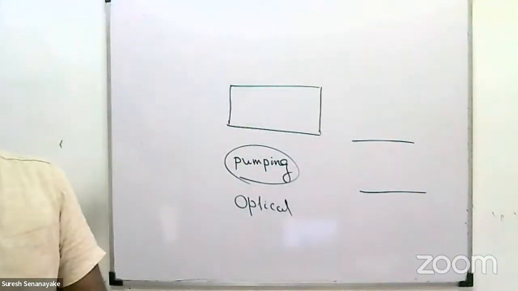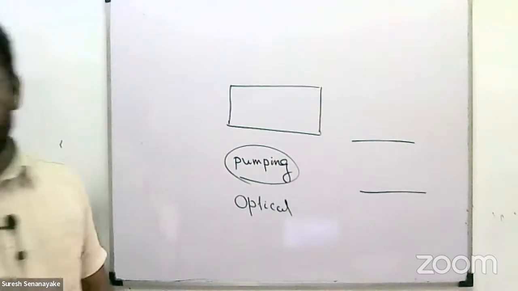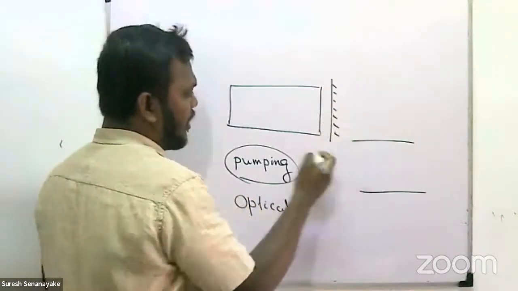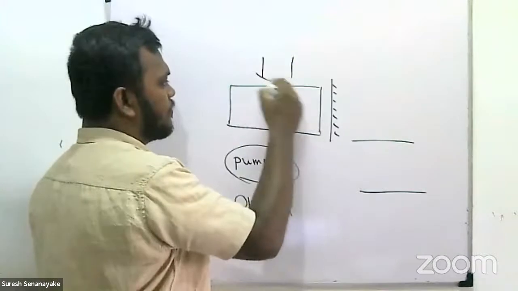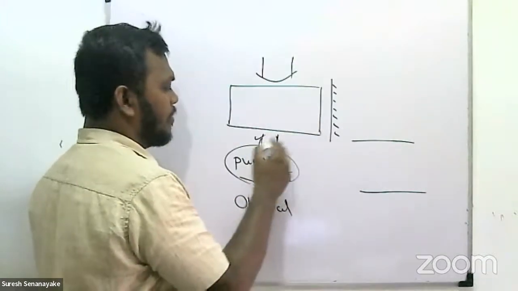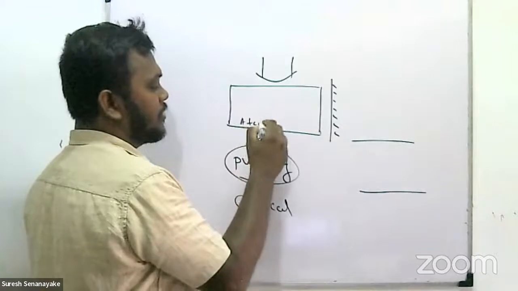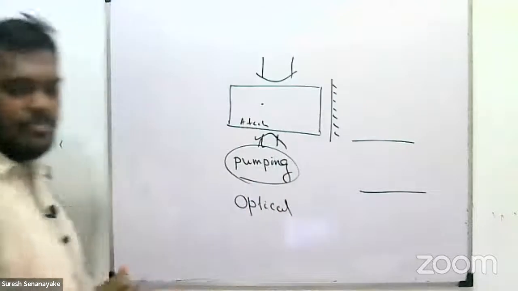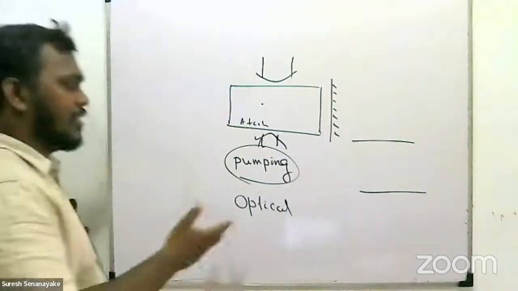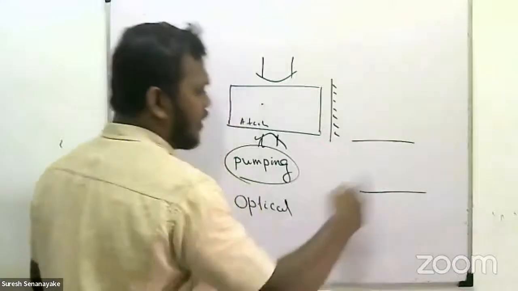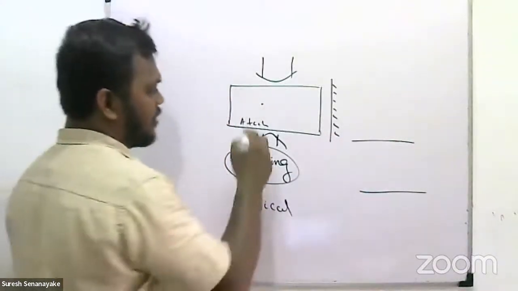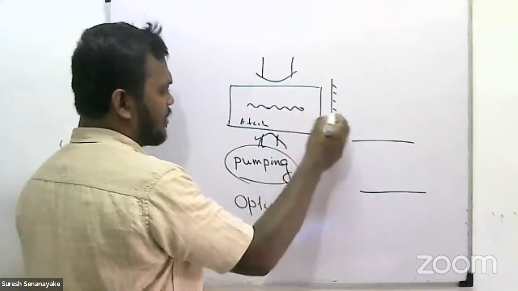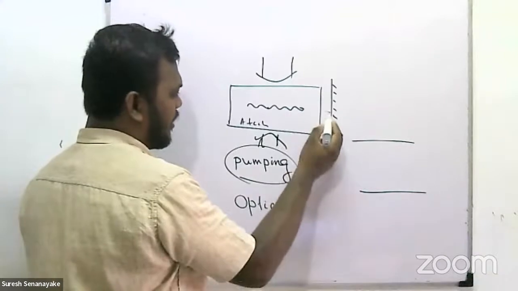Then another component is a highly reflective mirror. On this side we can use a mirror. We give the energy pump to this medium, which is the active medium. Let's say the atoms take the energy and go to high energy levels and then come back, and one photon is formed. That photon goes across, and when it hits the highly reflective mirror, it comes back.